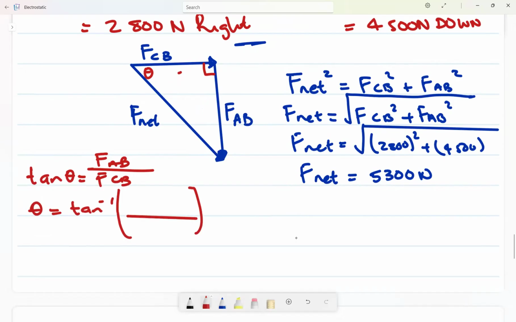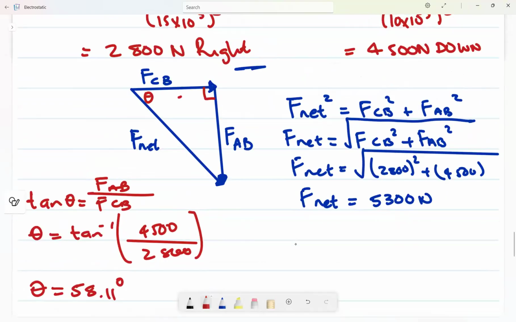Then what is force A on B? So force A on B, it is 4,500. Then this one, it is 2,800. Then I get theta is equal to arc tan, remember you say shift tan, of 4,500 divided by 2,800. Then I get an angle of something like 58.11 degrees. The question is, how do I therefore answer this question?